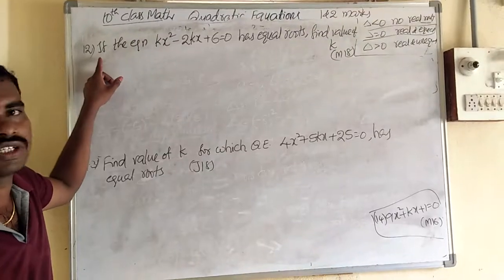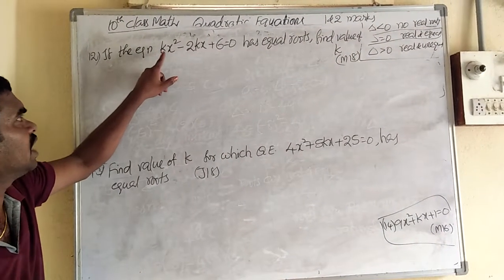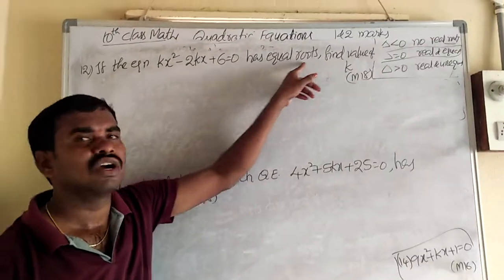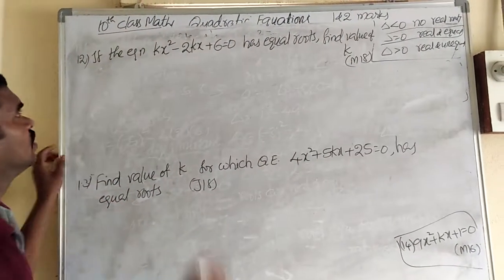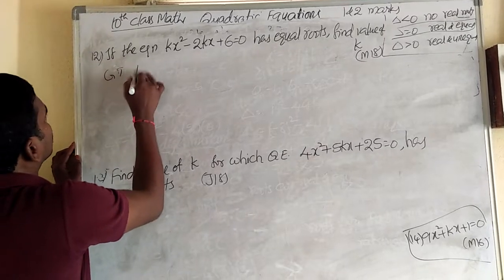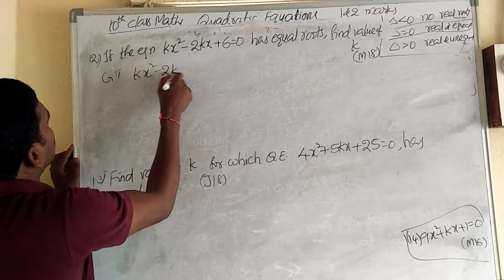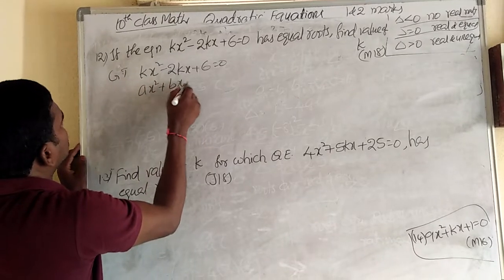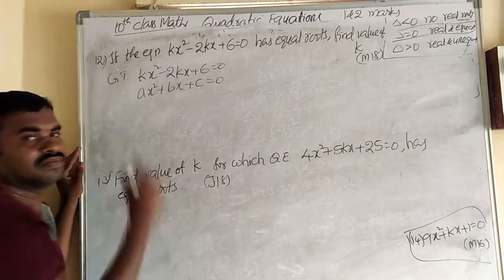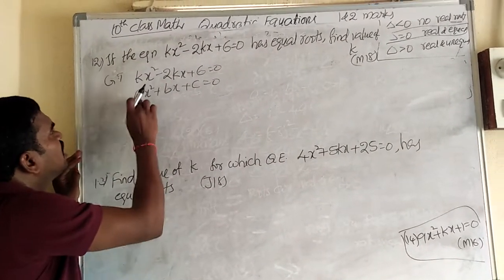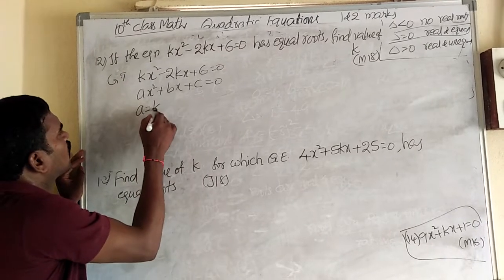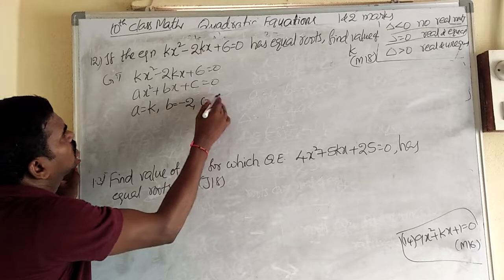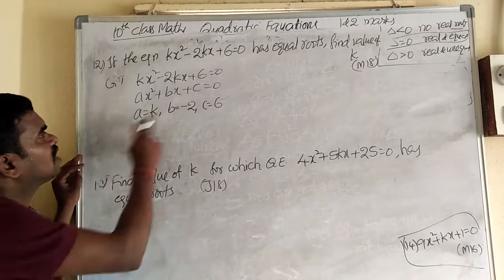So the 12th question. If the equation kx square minus 2kx plus 6 is equal to 0 has equal roots, find the value of k. Given that kx square minus 2kx plus 6 is equal to 0, comparing with the general equation ax square plus bx plus c equals 0, what is a? The x square coefficient is k, so a equals k. Next, the b value is minus 2k and the c value is 6. So these are the a, b, c values.